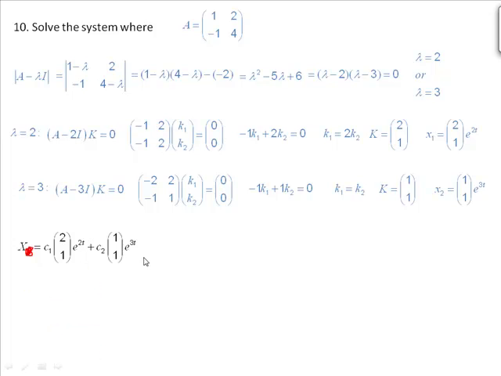So if you take this and rewrite it in equation form, it looks like this. x of t is 2c1 e to the 2t plus c2 e to the 3t, and y of t is c1 e to the 2t plus c2 e to the 3t. So either way is fine for writing the answer.